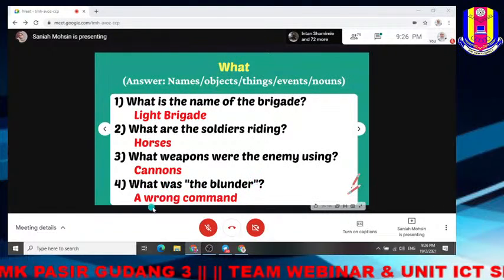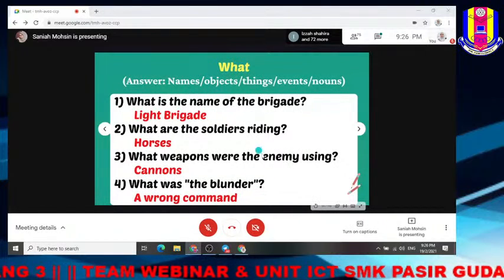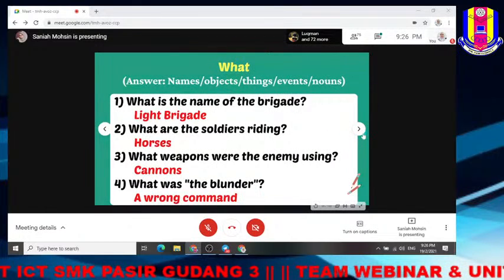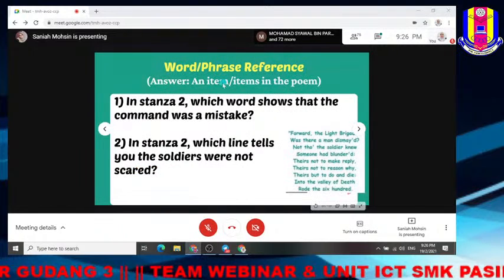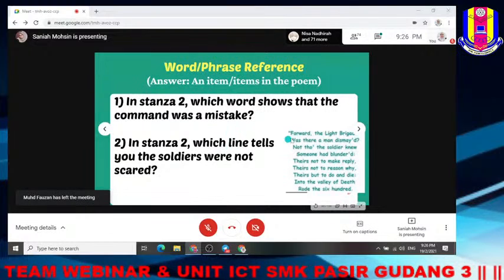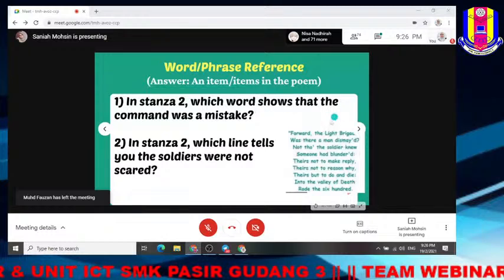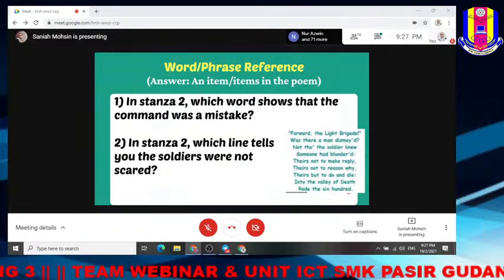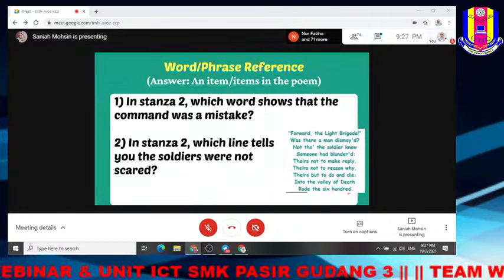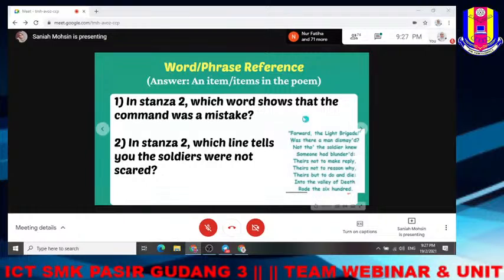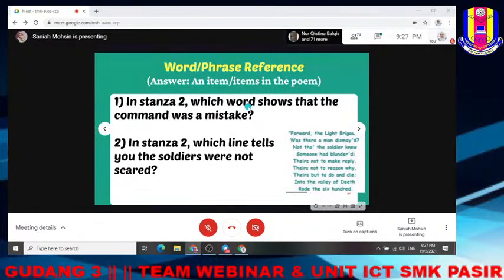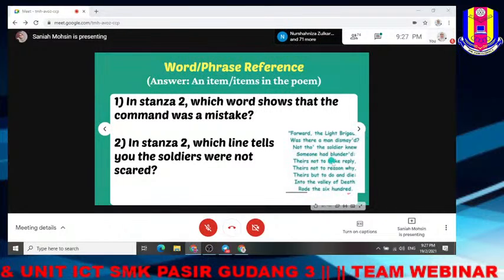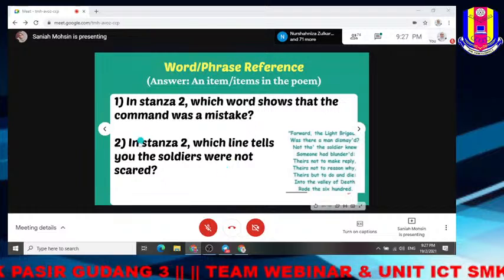Okay, what was the blunder? Okay, blunder adalah a wrong command. Okay, ataupun tadi ZRRN cakap mistake. Okay, mistake in the command. Salah bagi arahan. Mistake in the order pun boleh. No problem. Okay, boleh jadi soalan boleh keluar bentuk word or phrase reference. Okay, contohnya in stanza 2, which word shows that the command was a mistake? Okay, tadi dia tanya tentang apa maksud blunder. Okay, boleh jadi dia tanya which word. Dia jadi soalan tu terbalik. Dia suruh kamu cari. Dia bagi meanings and they ask you to find words. And remember when the question say which word, satu perkataan. Bila satu perkataan, then you only take one word. Okay, jangan tulis line tu, someone had blundered, sebab dia tanya satu perkataan saja. Next one.